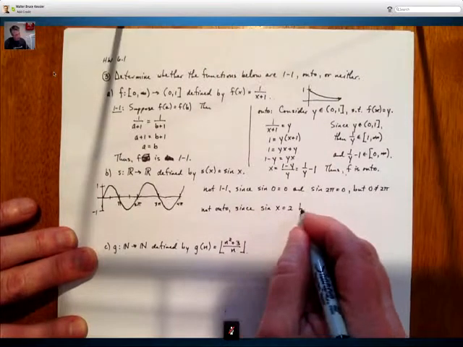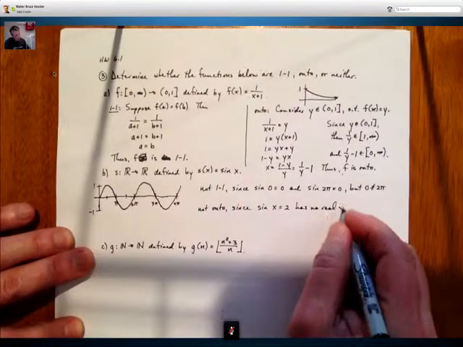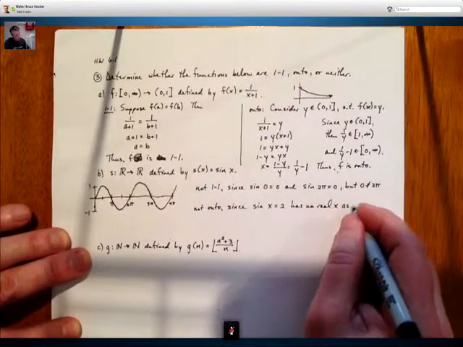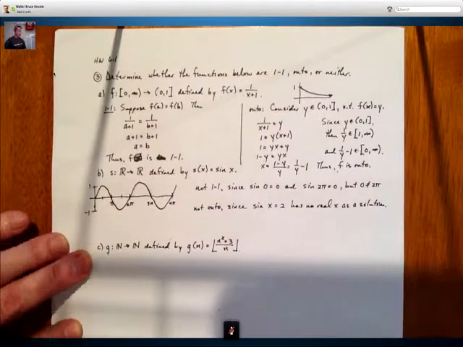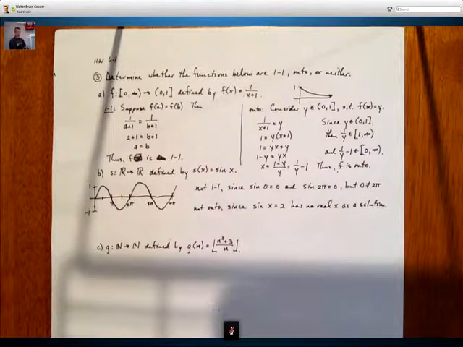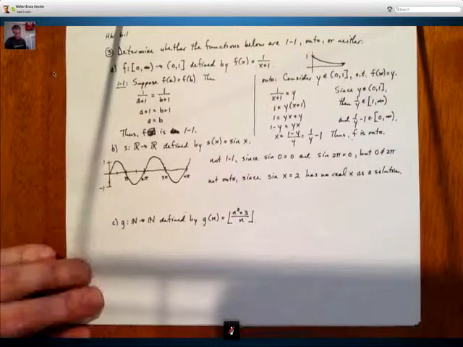since sine of x equals 2 has no real x as a solution. By the way, it does have a solution. It's just a complex x. It's not a real number. But we're working on the reals, so that's all that matters.